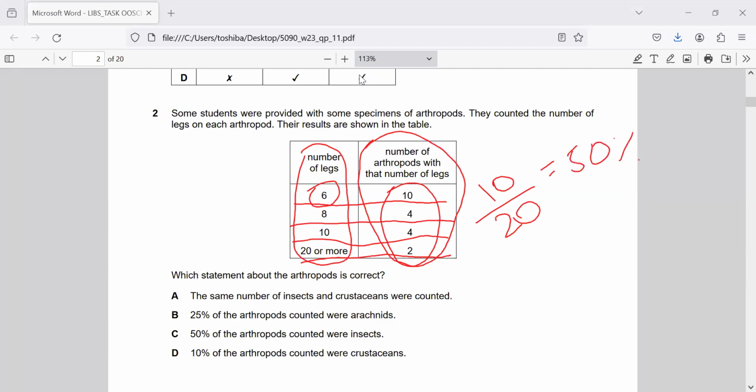Let's read out the statements. Which statement is correct? Statement A says that the same number of insects and crustaceans were counted. Statement B says that 25% of the arthropods counted were arachnids. Statement C says that 50% of arthropods counted were insects. So statement C is correct, that 50% of the arthropods counted were insects, according to the statement.